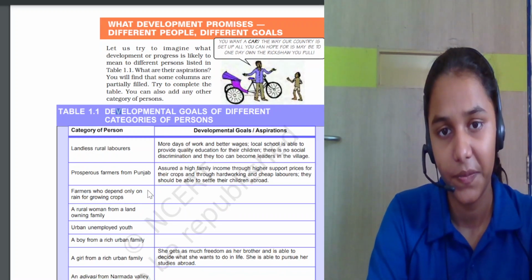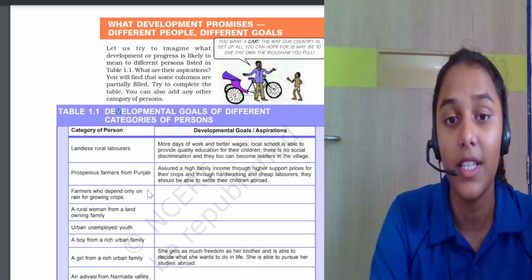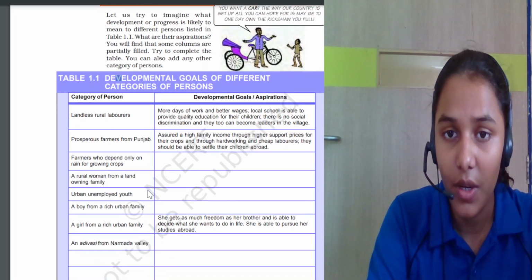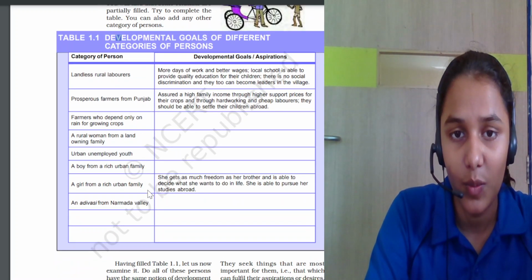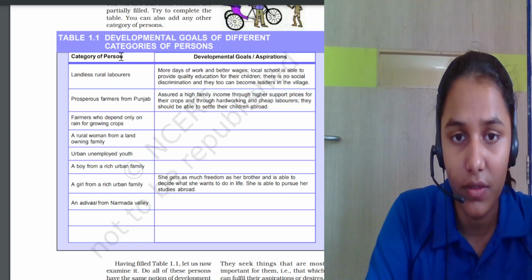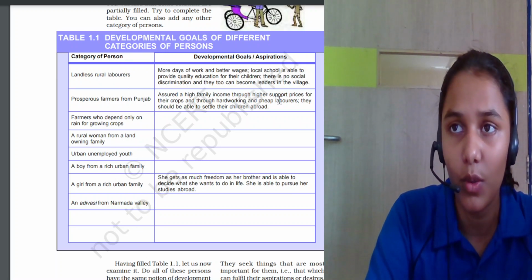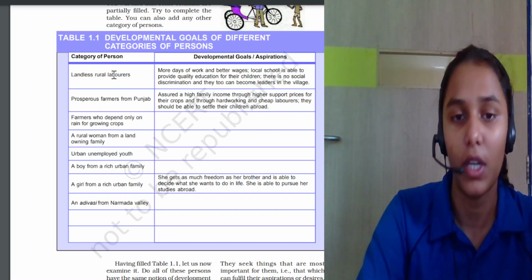Now we move on to our first part, that is what development promises, and different people and different goals. Let us try to imagine what development or progress is likely to mean to different persons in this table, and what their aspirations are. There are a few categories of persons given, and their development goals are given in this table that you can fill, and we'll be doing a few of them right now.